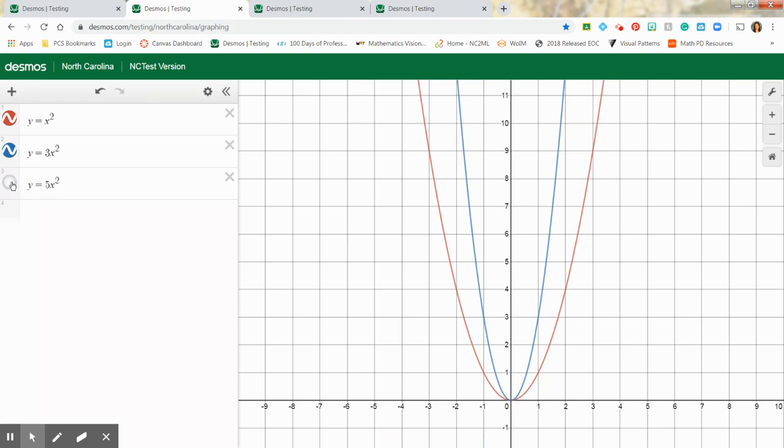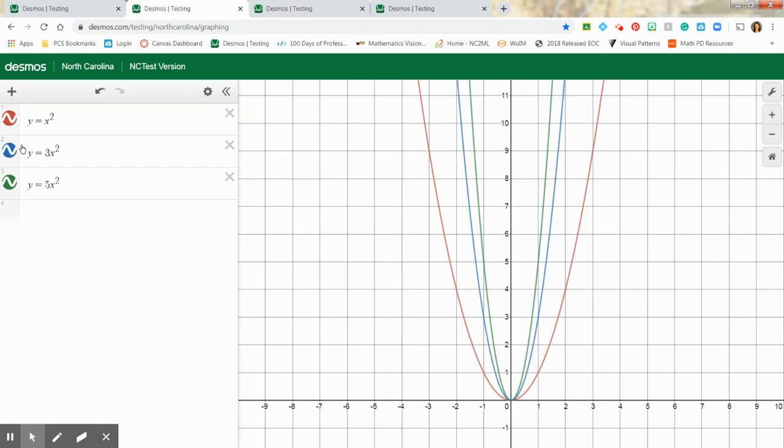So if I change this to 5x squared, now I'm changing even faster than 3x. So if the coefficient gets larger, the graph will become skinnier and my y values will get larger faster.